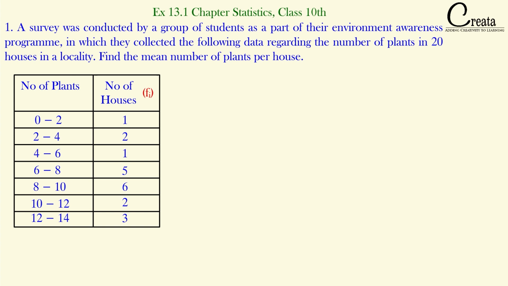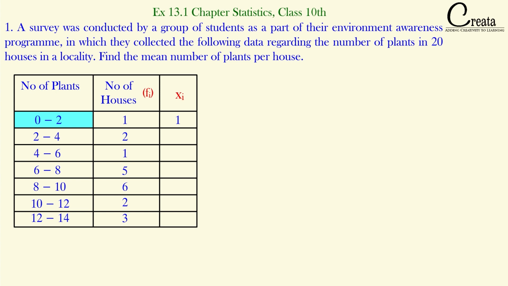Firstly, let's calculate xi, that is the observation. And what is the observation? Observations are the midpoints of the range. Here our range is 0 to 2, the midpoint will be 1. The range 2 to 4, the midpoint will be 3, that is the midpoint between 2 and 4. For 4 to 6, the midpoint will be 5.